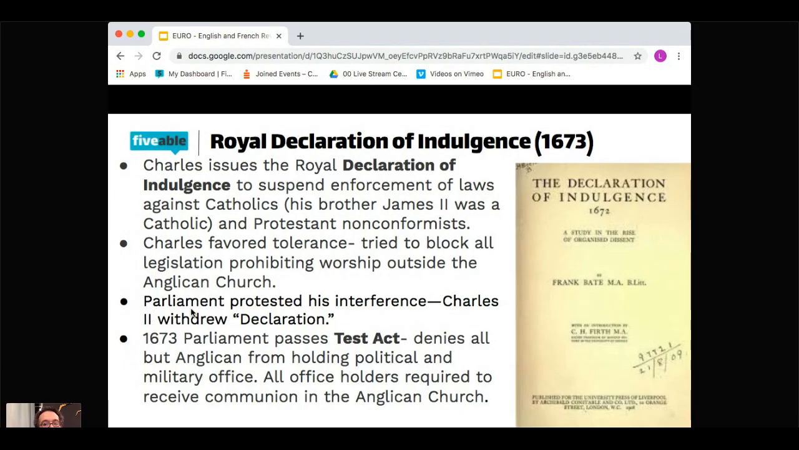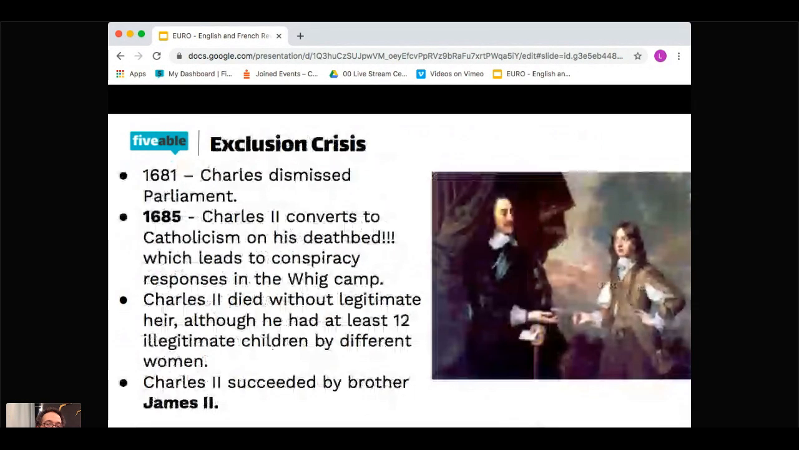And Parliament pushes back and passes the Test Acts of 1673 that basically denies anyone but an Anglican the right to hold power in Parliament or to hold political office. So basically, Charles is making a stand and Parliament is making a stand by basically pushing each side. So this is very, very on the verge of a crisis, maybe on the verge of a civil war. And Charles, like his father, dismisses Parliament.